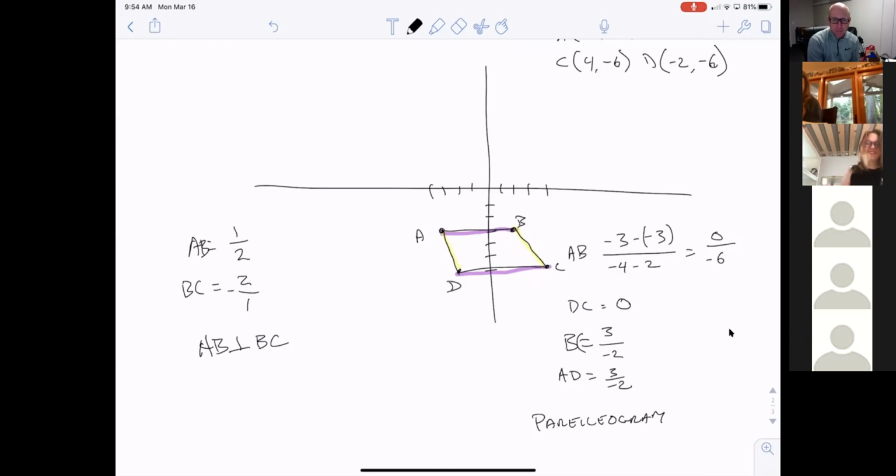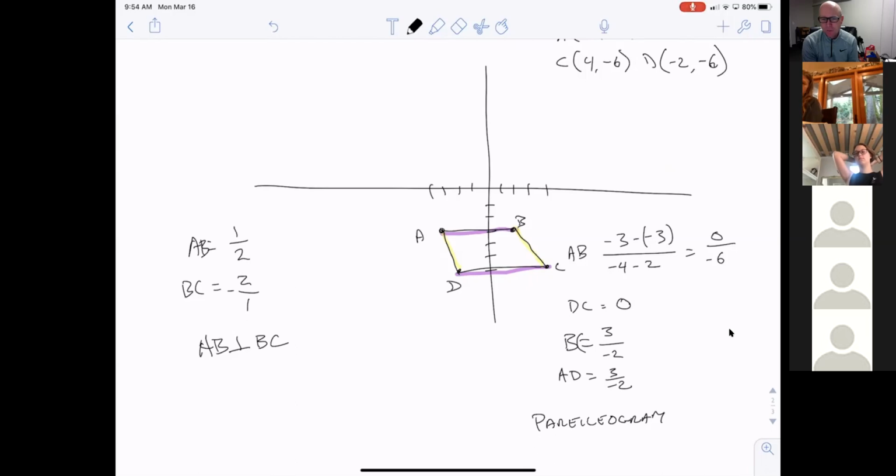That's a parallelogram because the opposite sides, the purple sides are parallel and the yellow sides are parallel. So if it was a rectangle, they would have negative reciprocals of each other. AB would be a negative reciprocal of BC. If it was a square, how would I determine if it was a square? All the sides would have to be the same length, right? How do I find the length of a side? Distance formula.